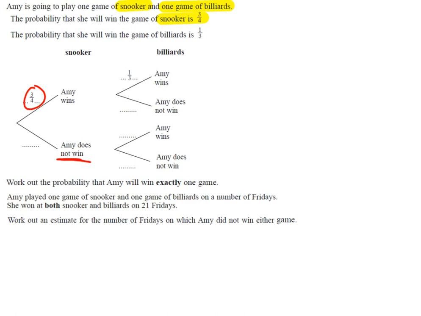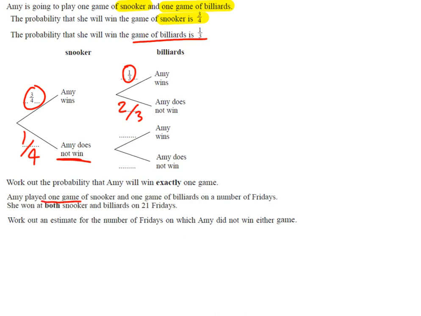Notice how it's cleverly worded. Doesn't win could be a draw or a loss. Okay? You either win or you don't win. It's simple. The probability that she will win a game of billiards is 1/3, so this one is going to add up to 1, with 2/3 for not winning. And it should say somewhere that they don't affect each other.